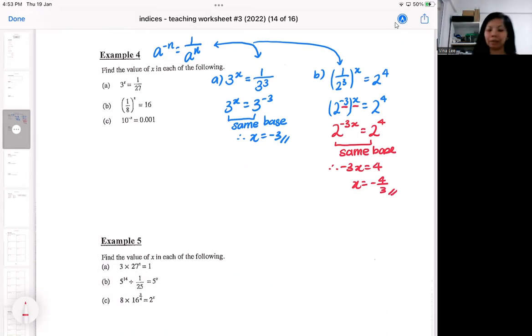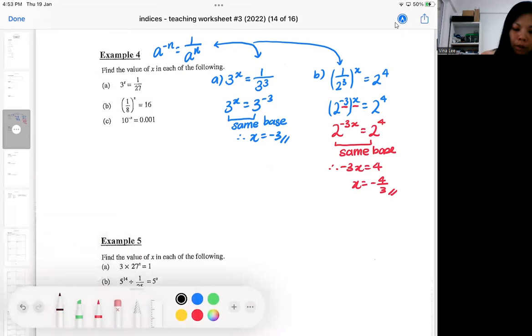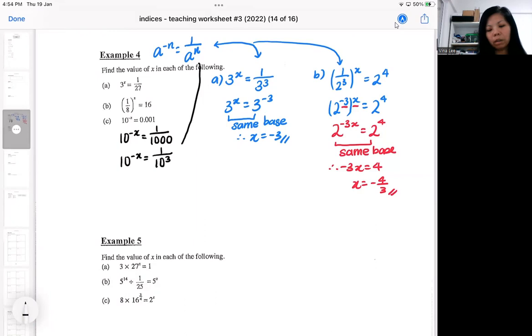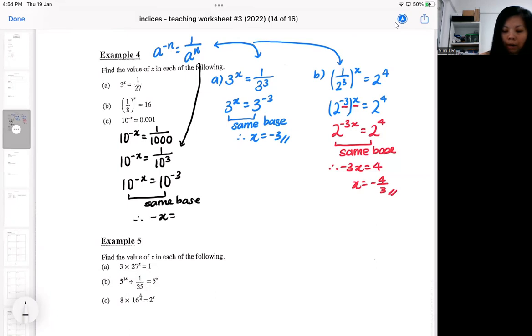For part C, you actually got a decimal. When you got a decimal, change it to a fraction first. In this case, it'll be 1 over 1000. When you change it, 1000 is 10 cubed. So all these have to come from awareness. You can just punch the calculator, but after a while, you realize that these are the frequent numbers that always appear. So you apply the rule and you will get 10 to the power minus 3. That gets you to the same base, which allows you to compare the power. So in example 4, if you realize, we rely a lot on the rules that convert fractions.